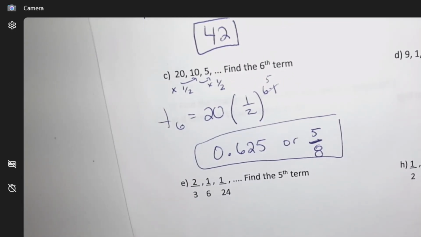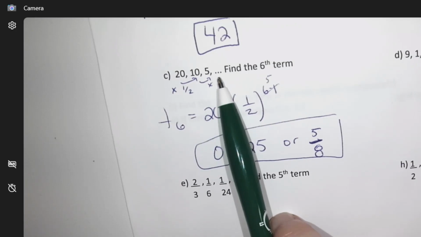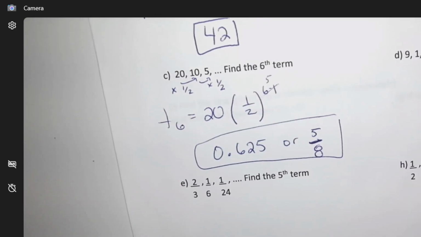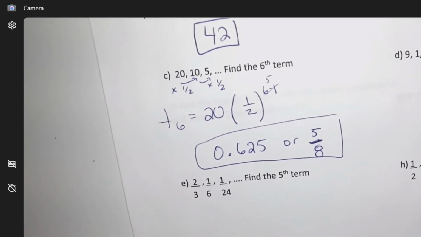And if you had a decimal answer or a fraction answer, there they both are. You can have one or the other. Doesn't matter to me. Does your answer make sense? Yeah, because look at me. I'm getting smaller. I'm getting smaller. I'm getting smaller, right? So by the time I'm 6th in the pattern, I should be smaller quite a bit.